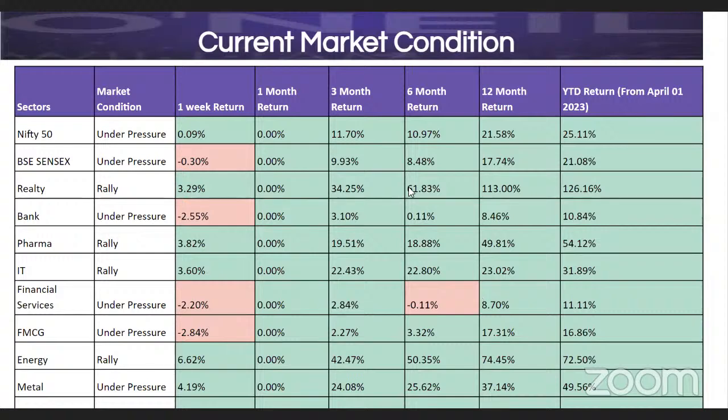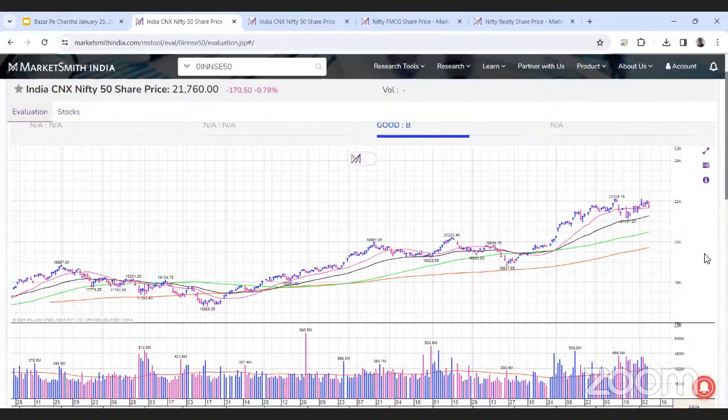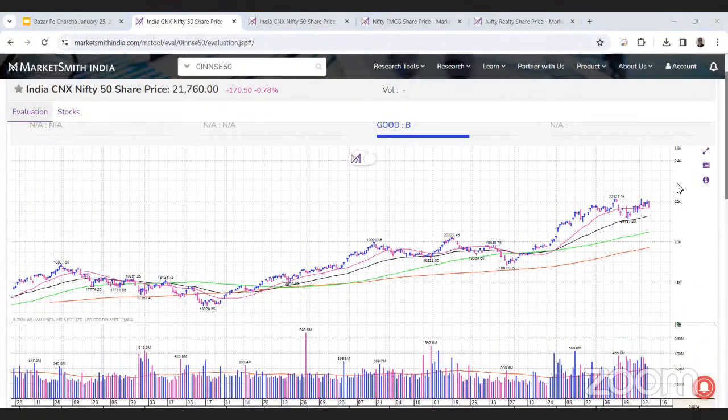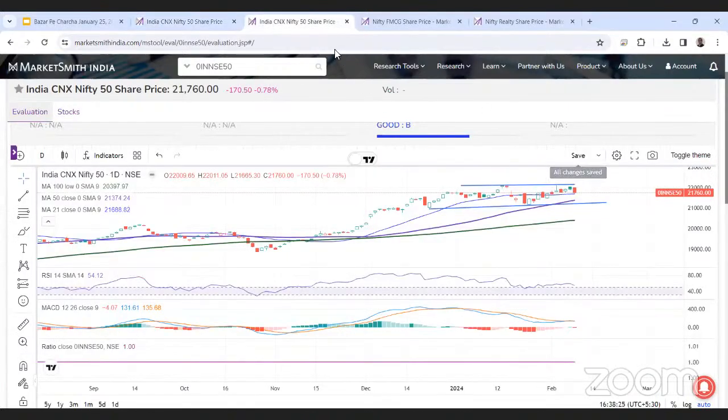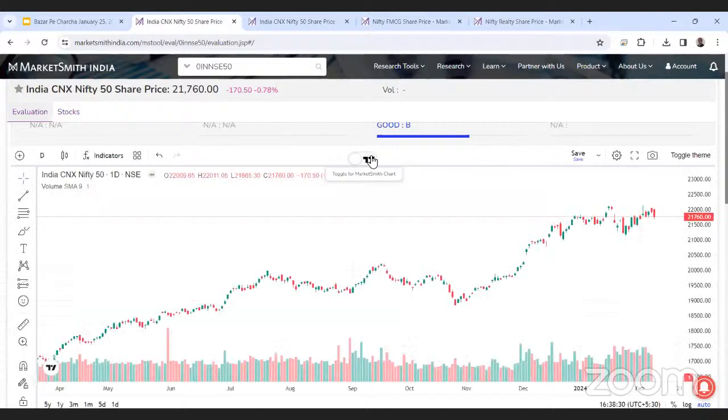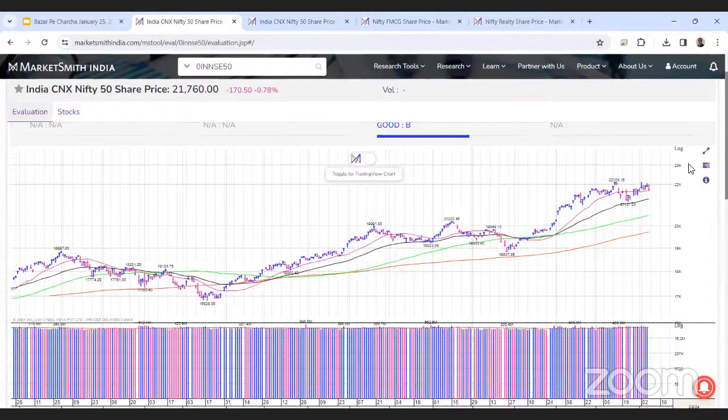So let's move on to the chart. This is the Nifty 50 daily chart. Here, if you see, the index is facing quite some resistance around 22,000. This is another version of the chart we can find after switching from this button. Once you click over here, the chart structure will automatically change from this MarketSmith chart to the TraderSmith chart.